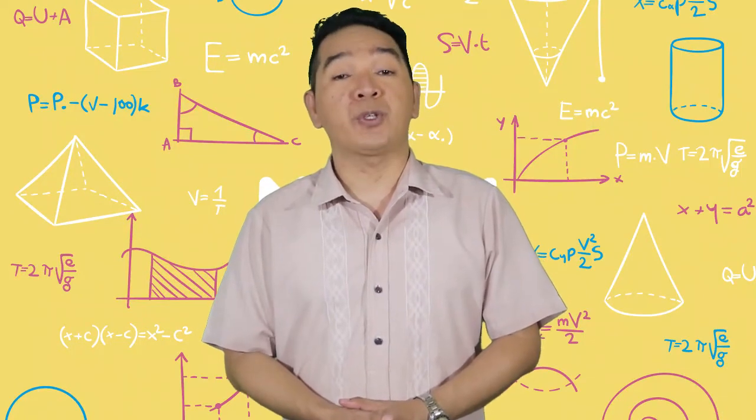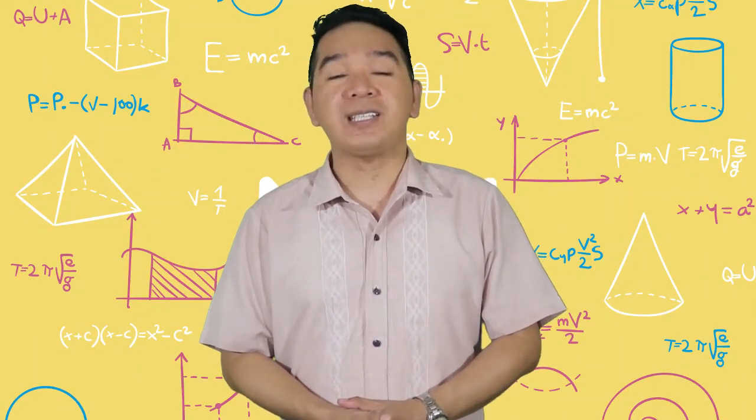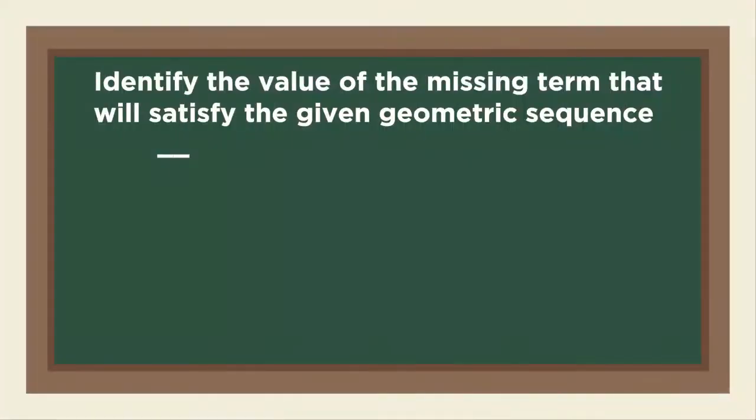How about if the first term is missing? Just like in this example: blank, 32, 64, 128. The missing term is a preceding term that comes before 32. What should we do next? Yes, we will determine the common ratio. Again, that is by dividing the succeeding term by the preceding term.